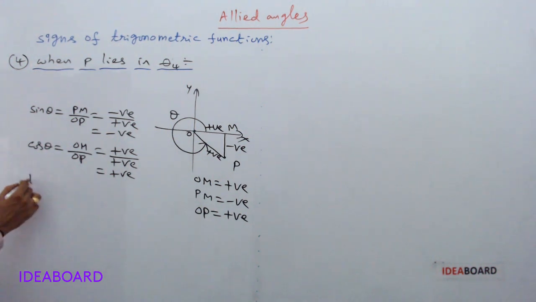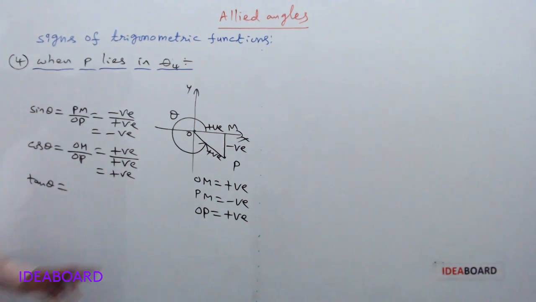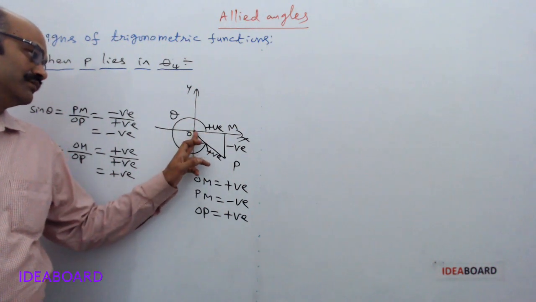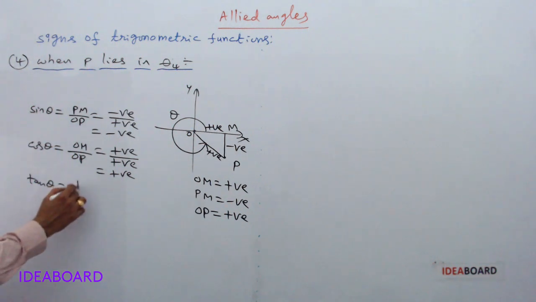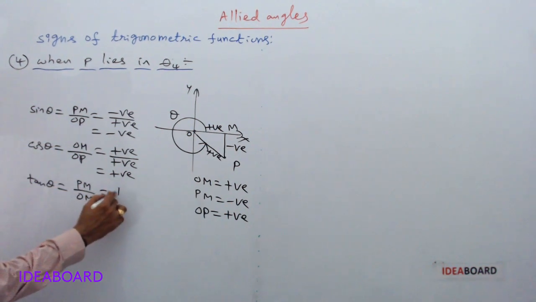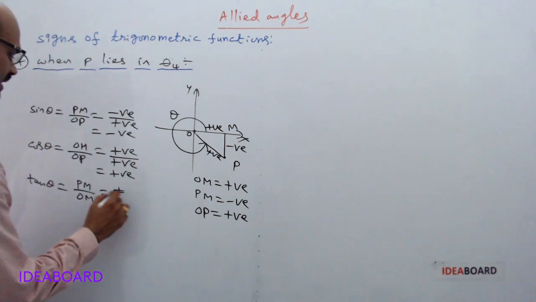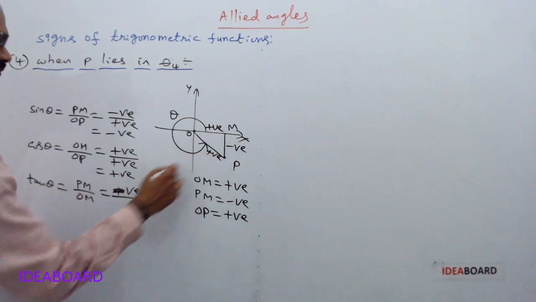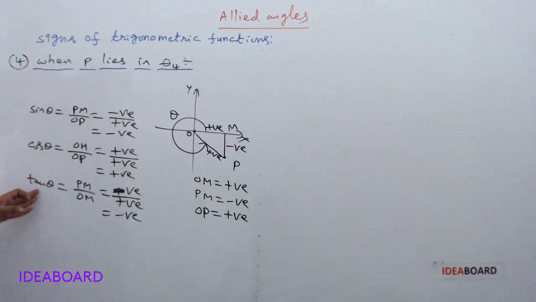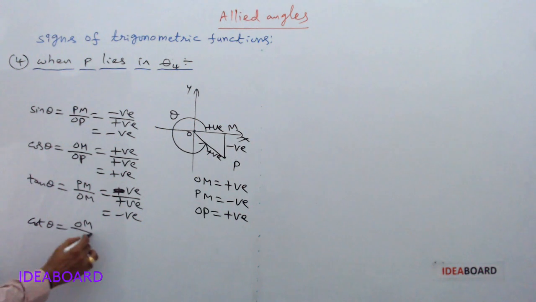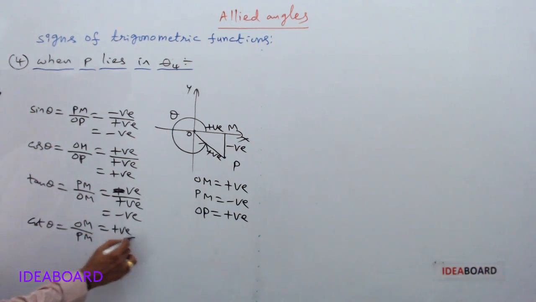Now tan theta equal to, from the diagram, opposite side PM by OM. PM is negative, OM is positive, negative by positive, so we are getting negative. When tan theta is negative, the reciprocal of tan, cot, is also negative. So cot theta equal to OM by PM, positive by negative equal to negative.